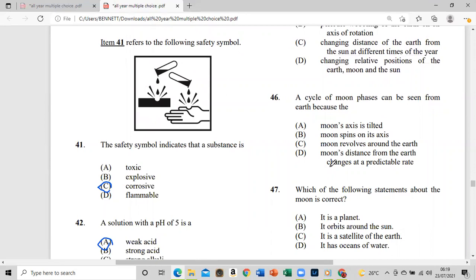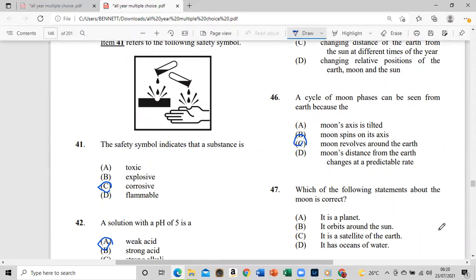A cycle of moon phase can be seen from the Earth because the moon axis is tilted. No, moon spins on its axis. No, moon revolves around the Earth, and that is indeed correct. So the moon revolves around the Earth.